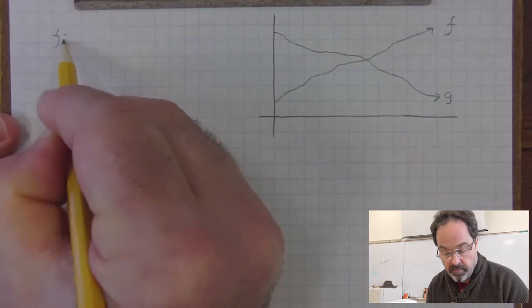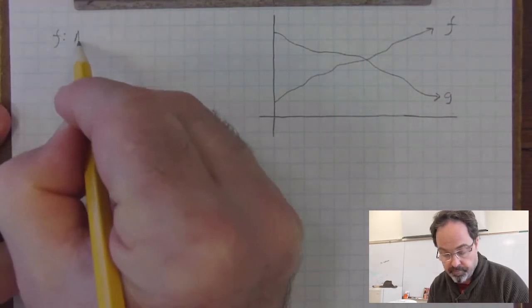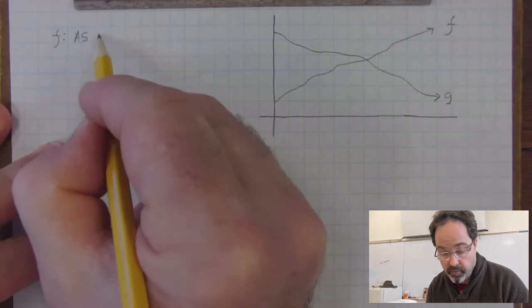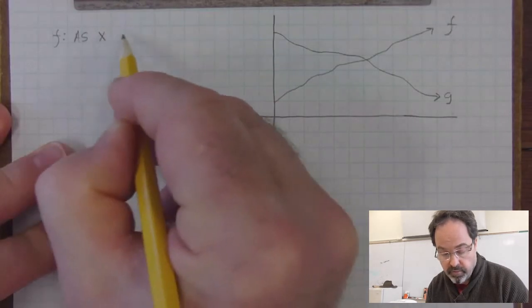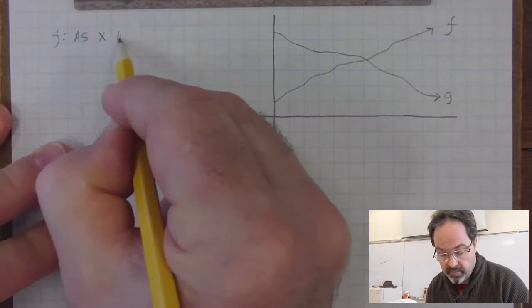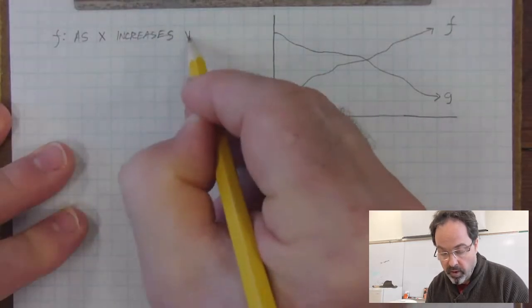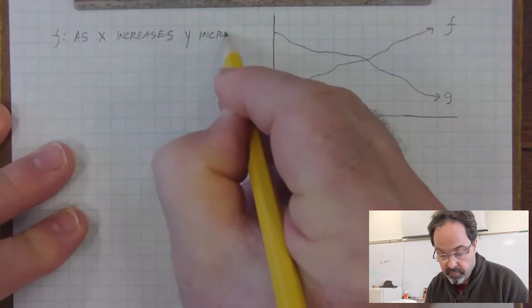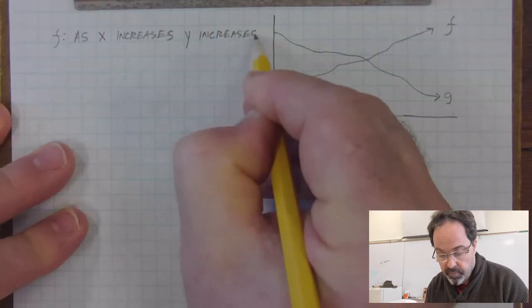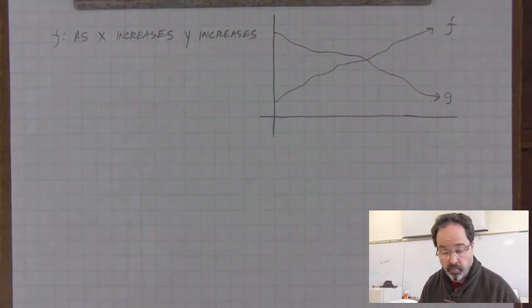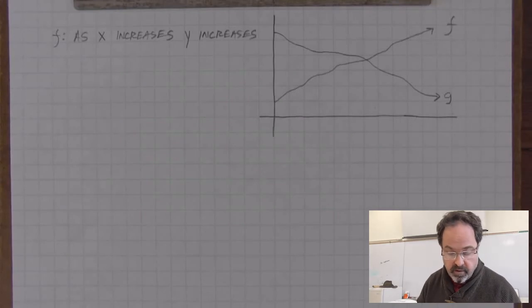To spell out the difference between f and g, let's focus on this idea of the variables changing. F shows a general function that has the quality that as x increases, y increases. And if we imagine moving in the backwards direction along f, in other words, if we decrease x, then likewise y will also decrease.